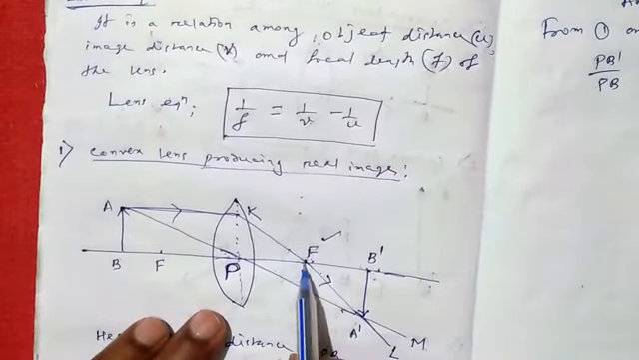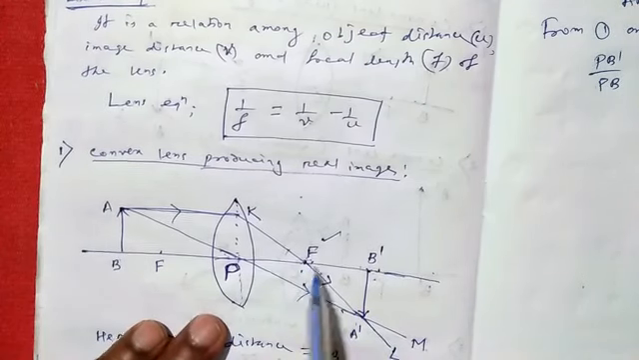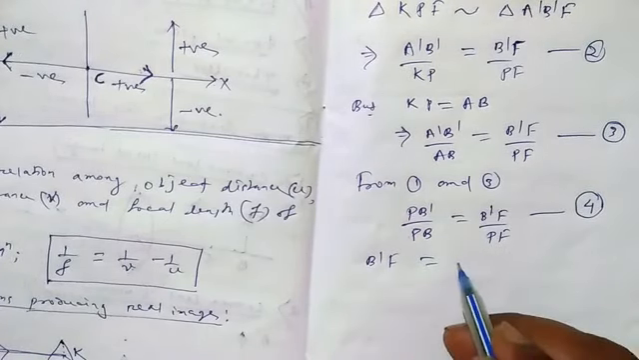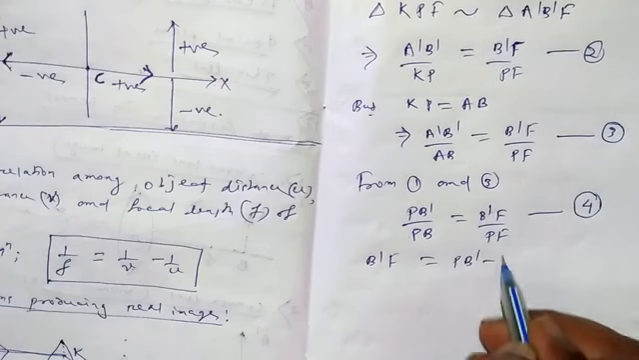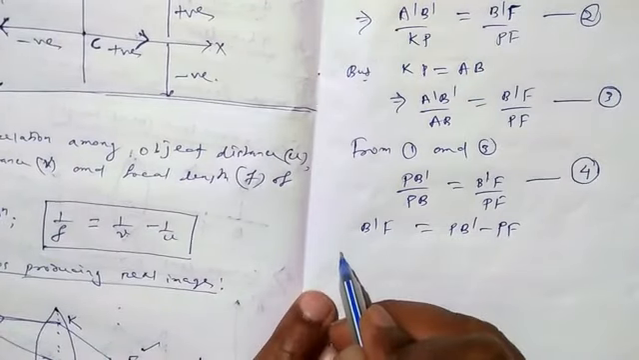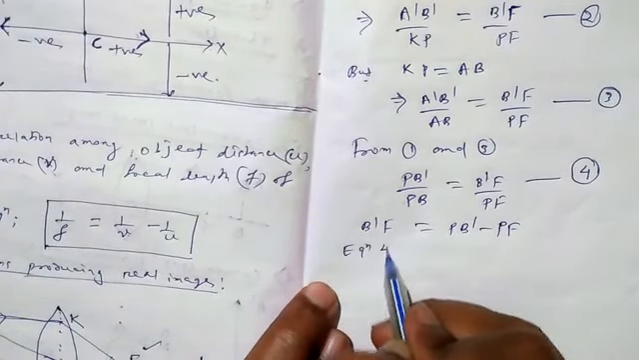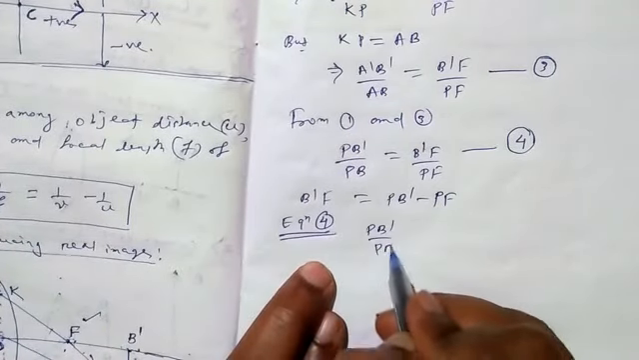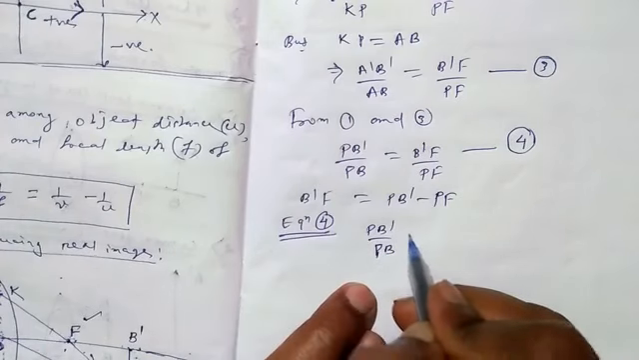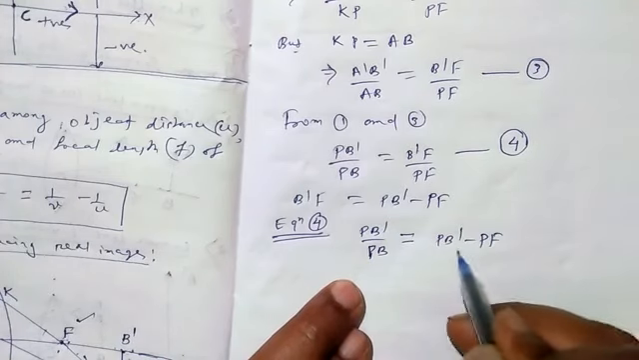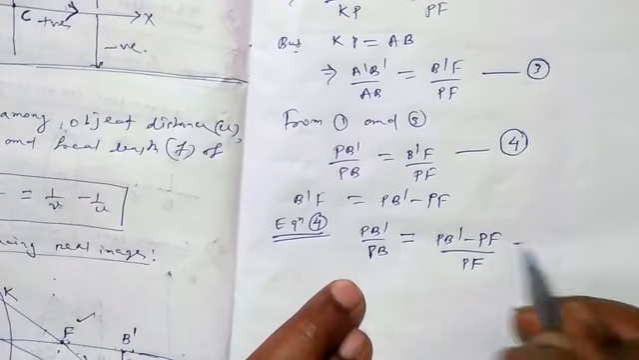Now what is B dash F in the figure? B dash F is equal to PB dash minus PF. So putting in equation number 4, equation 4 can be written as PB dash by PB is equal to PB dash minus PF by PF. Equation number 5.